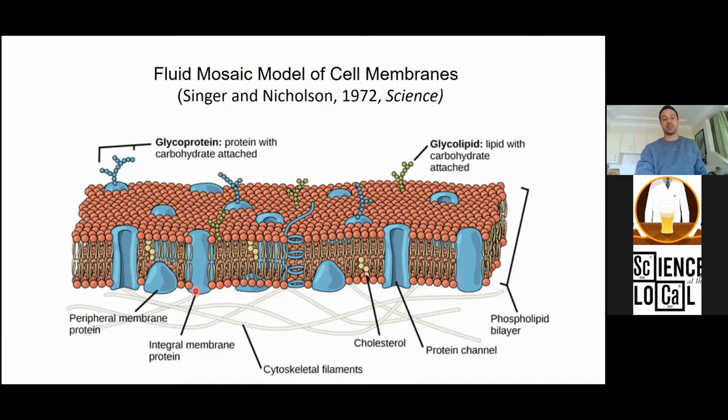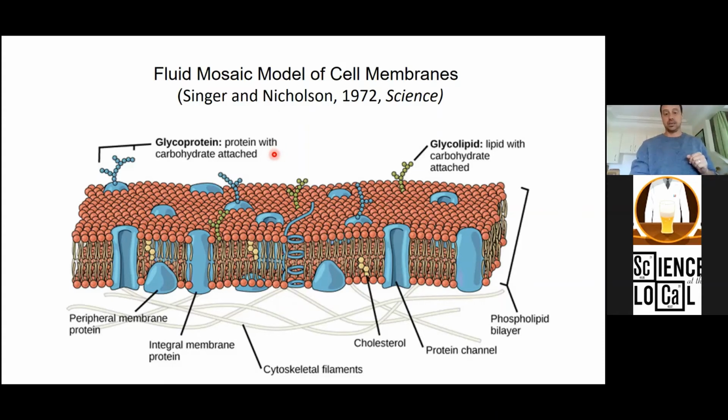And sometimes these proteins are attached to anchor molecules within the cell, such as cytoskeletal filaments. Sometimes they have bits sticking out of the membrane, such as glycolipids, which have sugar molecules sticking out of the membrane. Sometimes they form ion channels, which form pores in the membrane, so ions can travel in and out of the membrane.